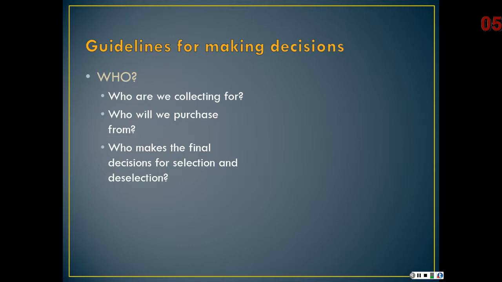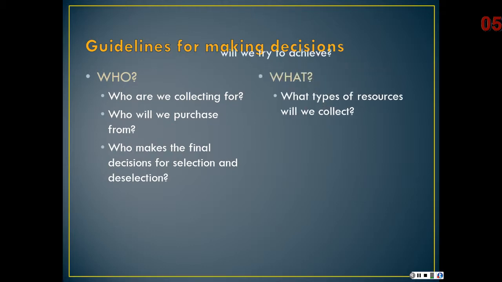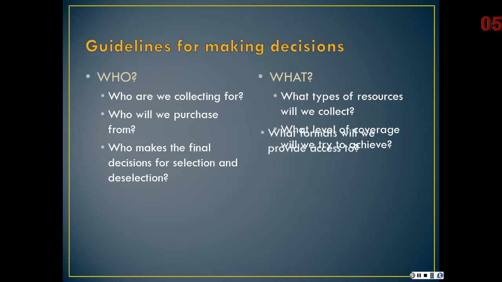Who will we purchase from? Often decisions need to be made on a district level about what vendors to use, and if there are consortial agreements, that should be clarified in the policy. Who makes the final decision about selection and deselection? It's important to spell that out so that when questions come up, you'll be able to point to the correct person or governing body that can answer concerns about materials that have been added or that are being deselected from the library collection.